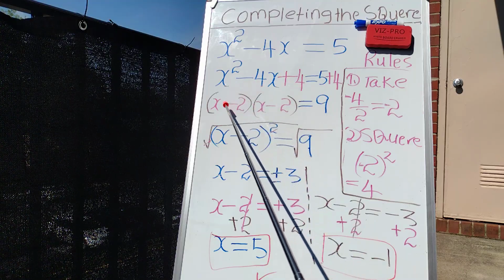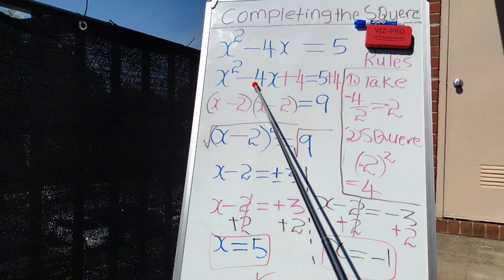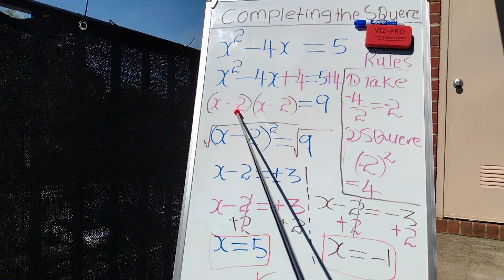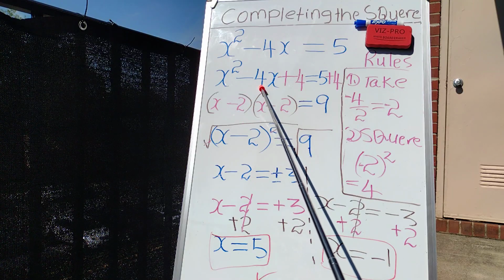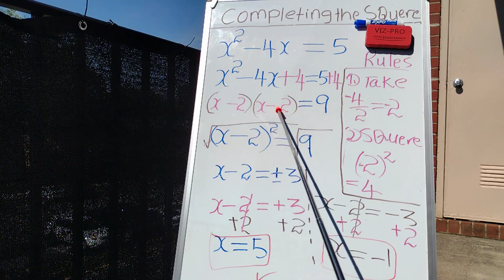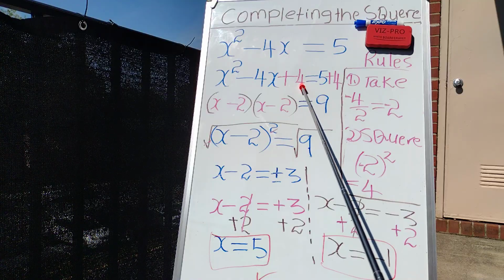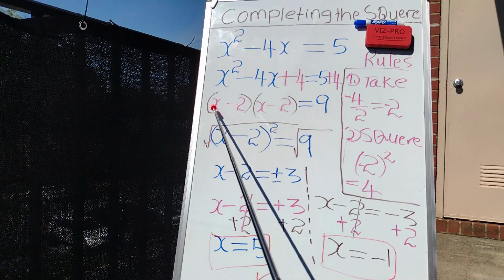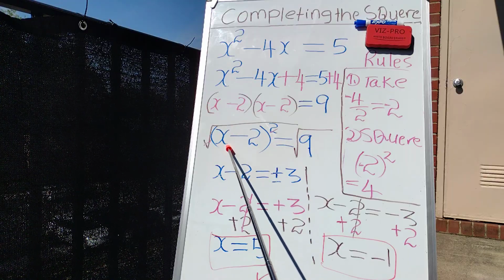If we do that, we are asking ourselves, which two numbers can we add to get negative 4? Of course, they are negative 2 and negative 2. If you multiply them, they are going to give you a positive 4. Now you're going to take one out, which is x minus 2. That is what we are having here.